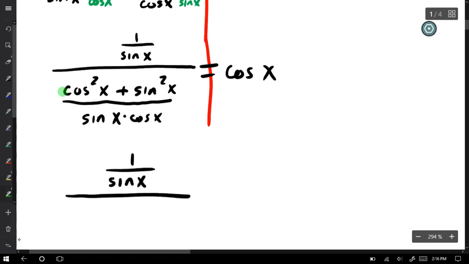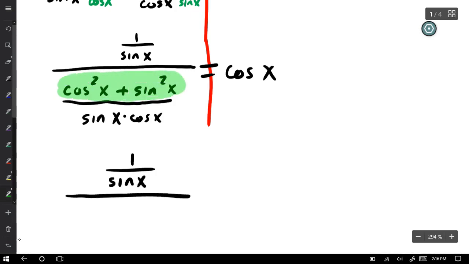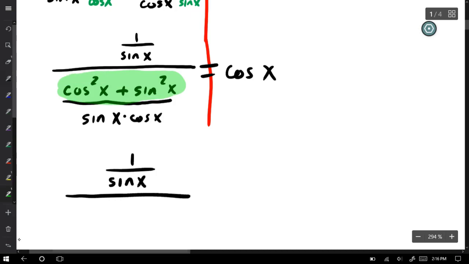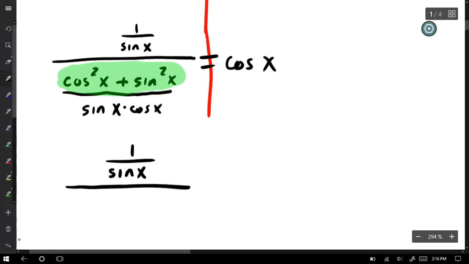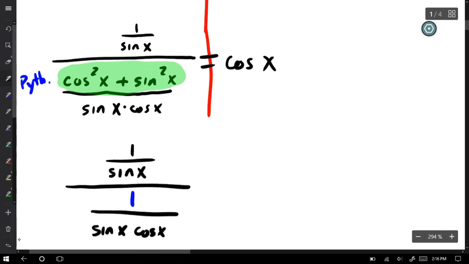But I noticed something. I have cosine squared of x plus sine squared of x. I have two trig ratios squared that are being added together. There's a very good chance that is a Pythagorean identity. And it is. Cosine squared of x plus sine squared of x is 1 over sine of x cosine of x. And that equals my cosine of x.